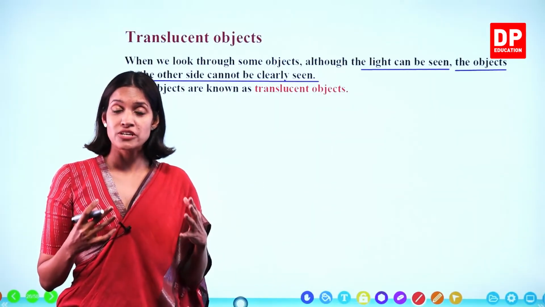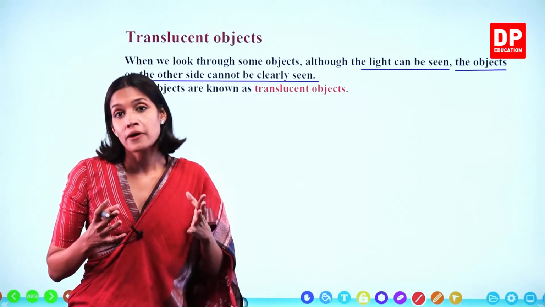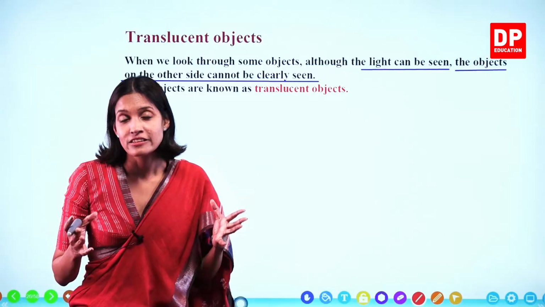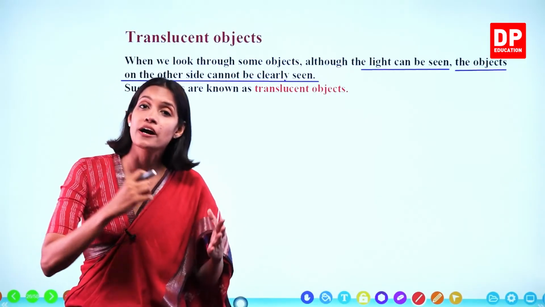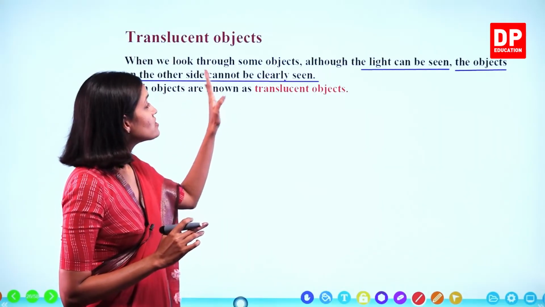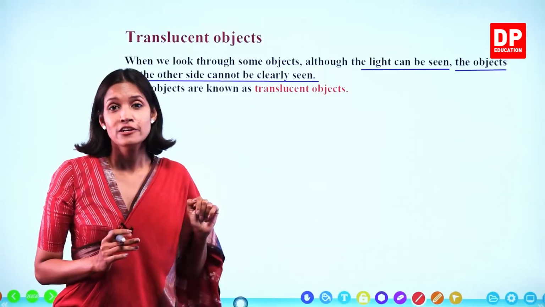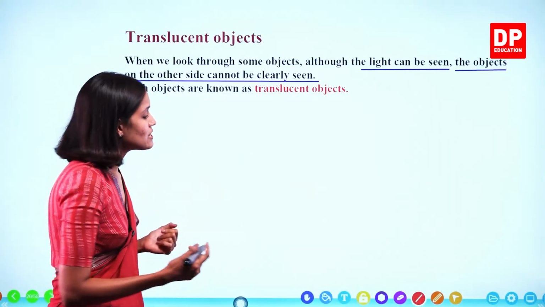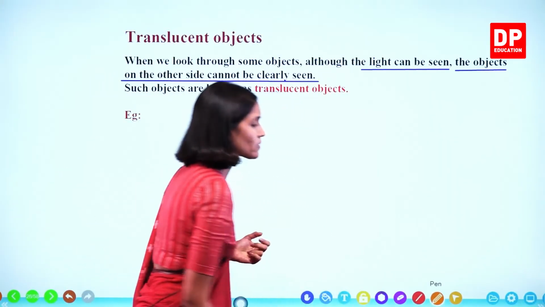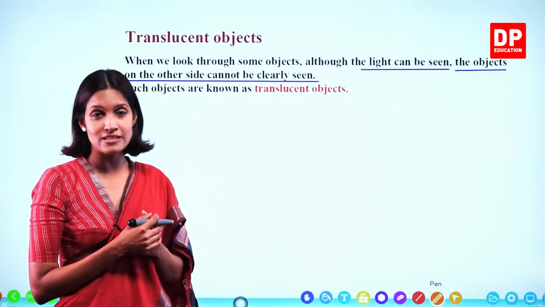These types of objects or materials don't let light pass through completely. Therefore, light passes through them only partially, right? So such objects are known as translucent objects, translucent materials. So what are the translucent materials? We'll write the examples. So far we learned about different types of translucent materials, right?